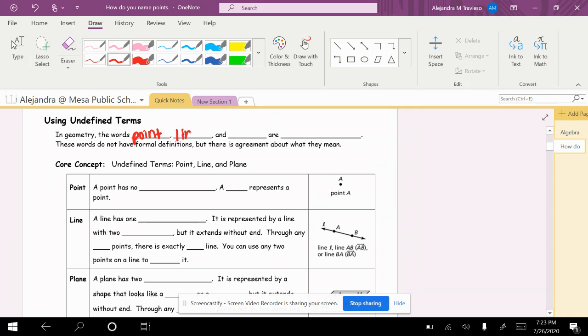So point, line, and plane are undefined terms.